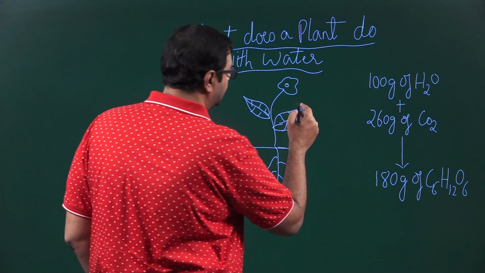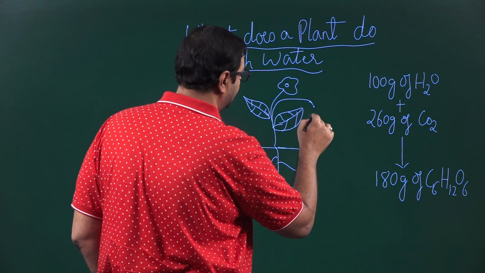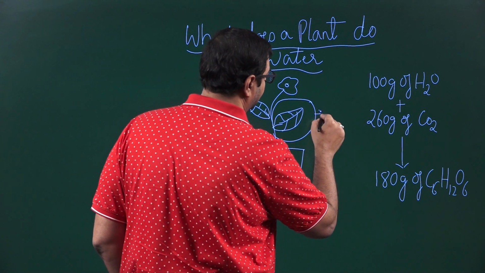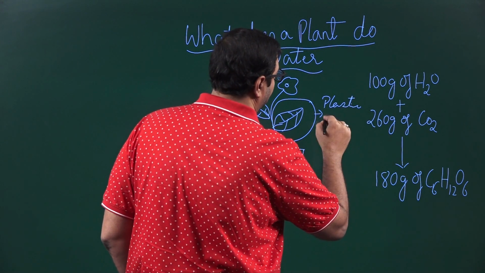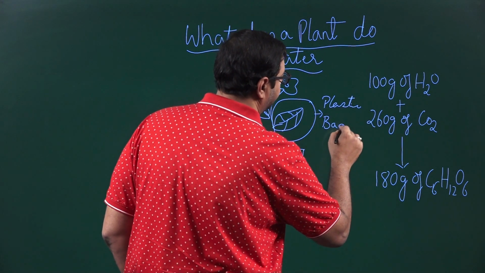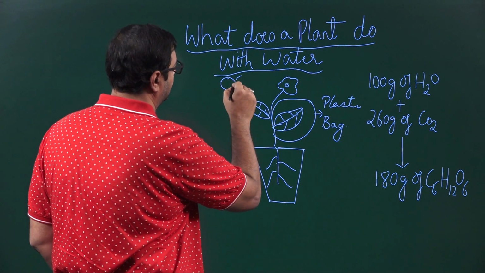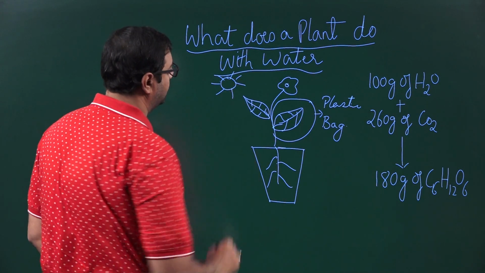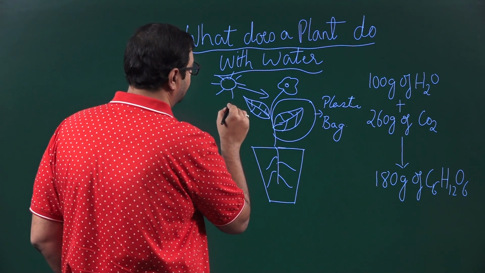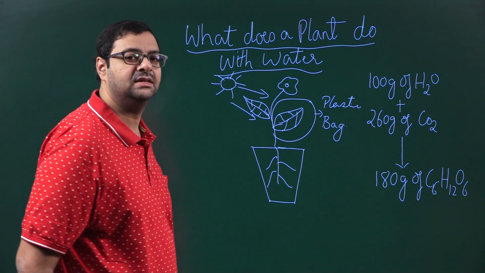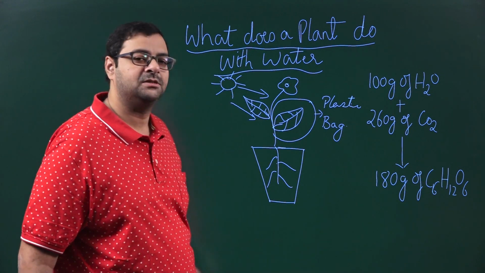Now this leaf we will be covering with a polythene bag, a plastic bag, and we will take this plant and put it in the sun. So what will happen? There will be photosynthesis occurring, the sun rays will be falling, the plant will be utilizing the sunlight, and then the photosynthesis process occurs.